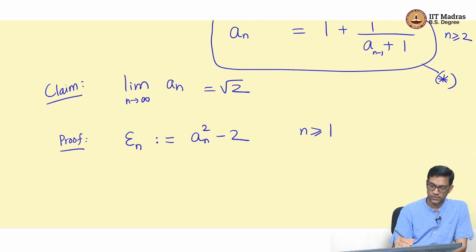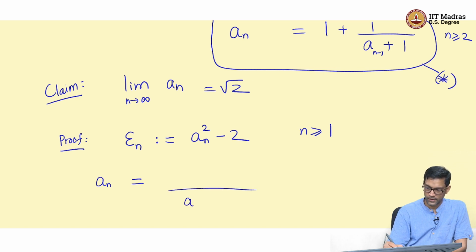So let's compute An squared minus 2. Firstly, what is An? Let us write An out slightly more. It is 1 + 1/(1 + An-1). So I will just take An-1 + 1 as a common factor. This is (An-1 + 2)/(An-1 + 1).